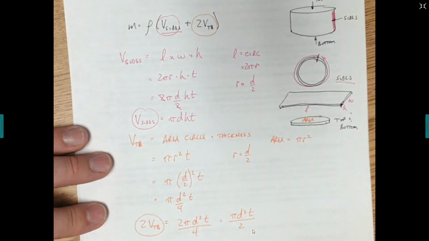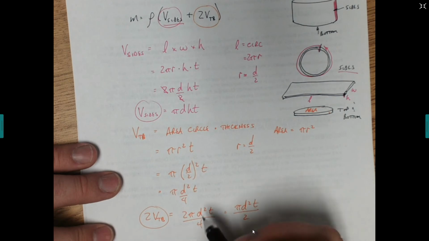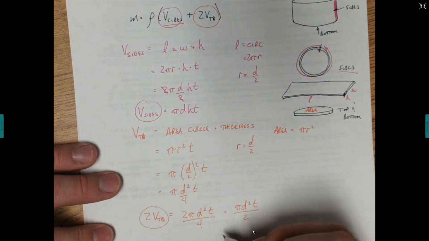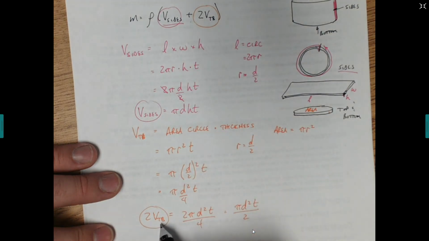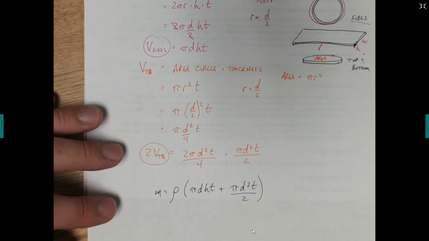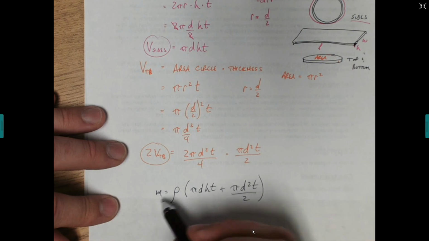So let's rewrite our equation to finish it up and say that mass is equal to the density times the volume of the sides, which was pi d h t, plus, right, plus 2 times the volume of top bottom, which is just this, which is pi d squared times t over 2. Oh, helps if I move it up so you can see it. And we can leave it like that and we're done. Or we can simplify and move some things around.